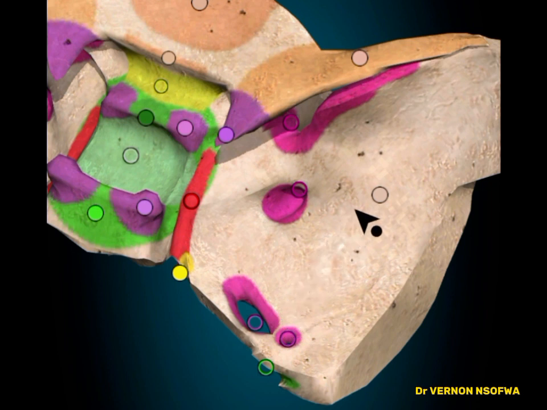Okay, then apart from that, we said this is the greater wing. And this surface here of the greater wing, we call the cerebral surface of the greater wing of the sphenoid bone. And then this is the lesser wing that you can see there. That's the lesser wing of the sphenoid bone.